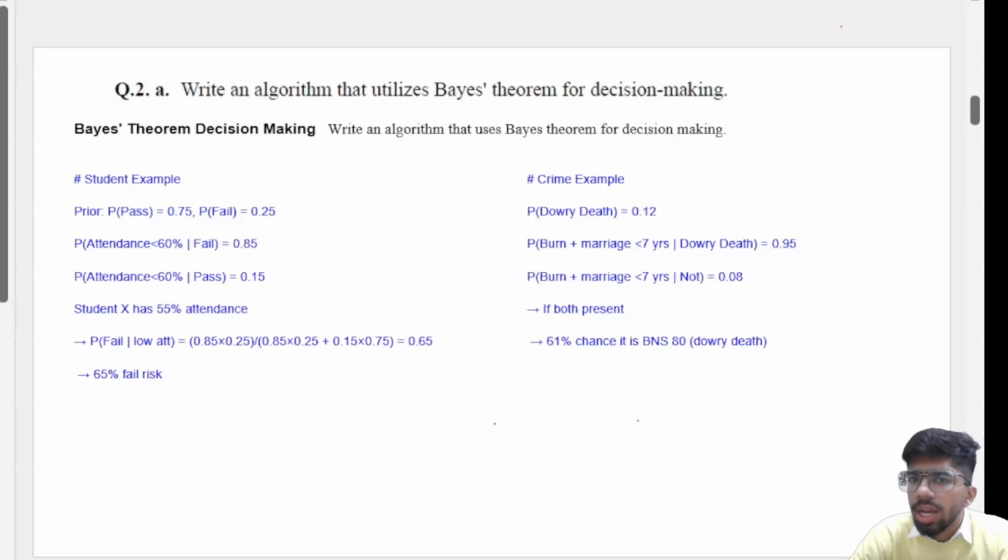Now I will explain question 2a, which asks us to write an algorithm that uses Bayes' theorem for decision making. On the screen you can see the slide from our presentation where I have shown both the general idea and 2 real examples, one for the students and one for the crime. Let me start by explaining the Bayesian decision making process.